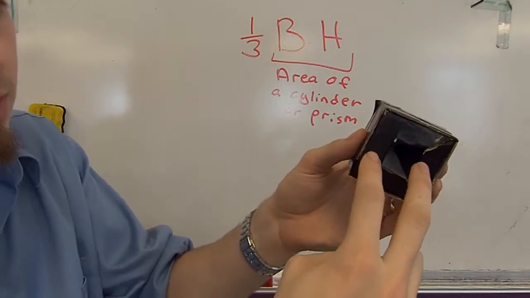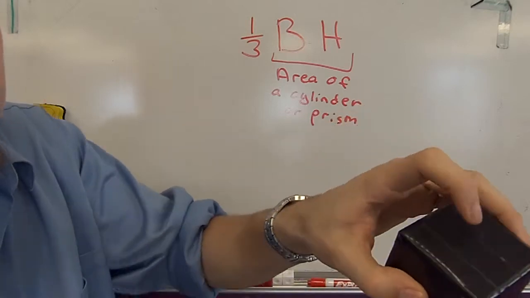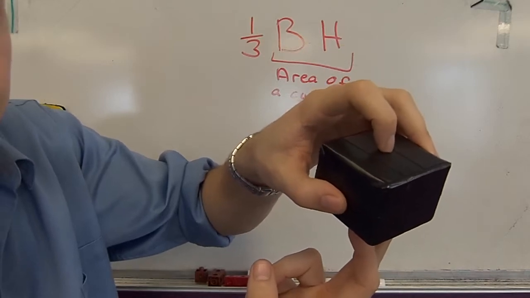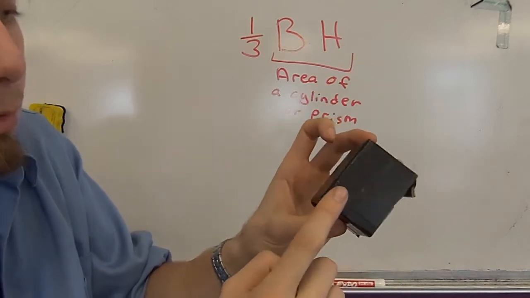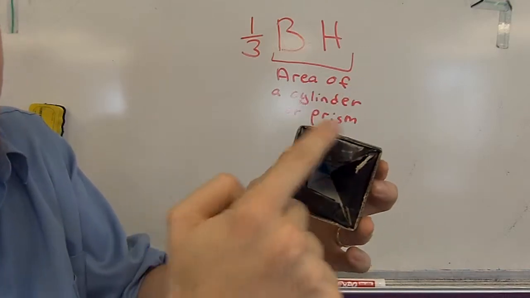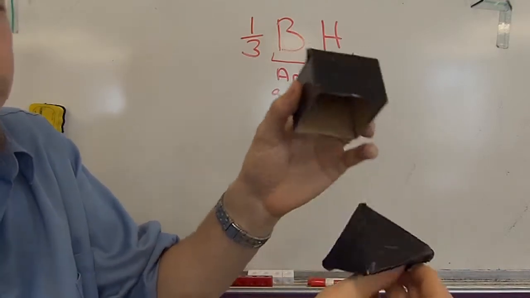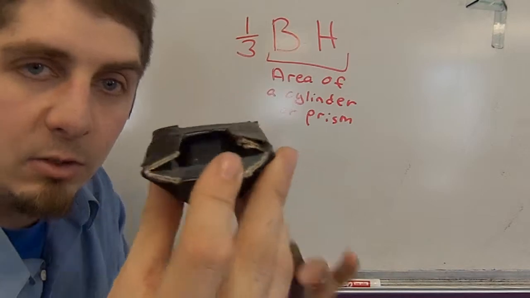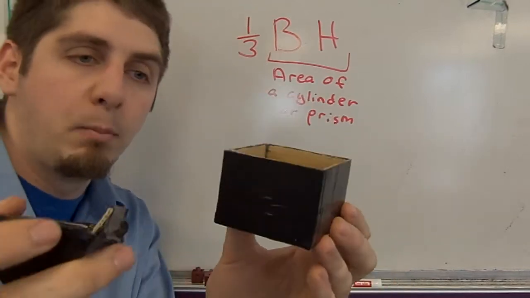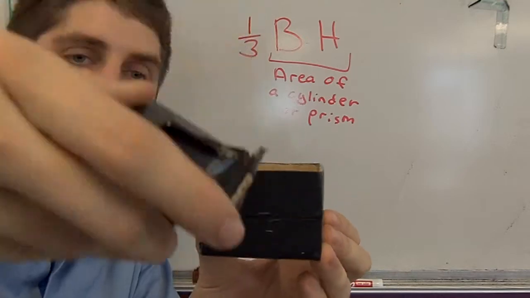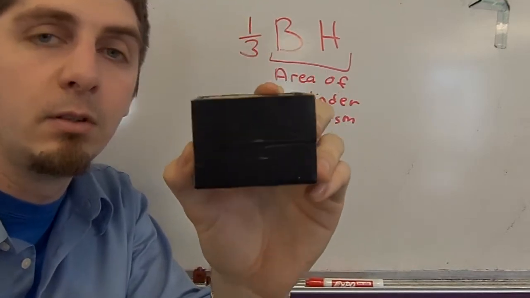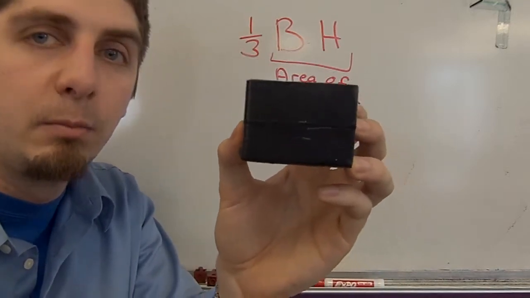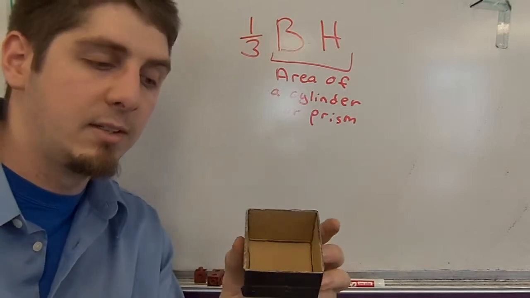If I push on this, my pyramid won't go in anymore, because the top point of my pyramid is hitting the top point of this prism. So this prism has the same base and the same height as my pyramid. The volume of my pyramid, if I were to fill this up with rice or sugar or water, and if I poured it into this prism 3 times, it would fill up this prism, because the volume of this pyramid is 1/3 the volume of the prism that has the same base and height as my pyramid.